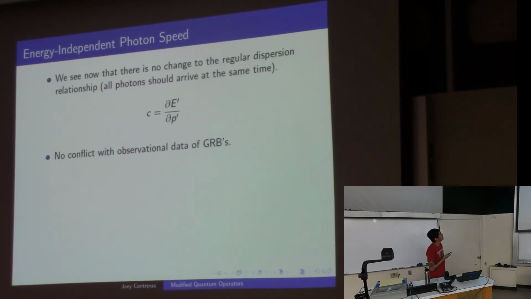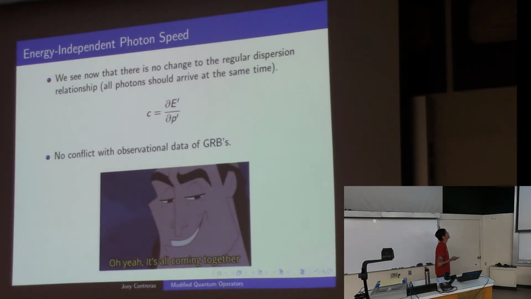Now, going to the dispersion relationship from earlier, we find that there is no corrective term for the speeds of the photons, right? So all the photons should arrive at the same time. And this is nice because there's no conflict with observational data from the gamma ray bursts. In fact, this feature right here that we see, where photon dispersion is kind of avoided, was another reasoning for the selection of the operators that we chose. So, it's all coming together.